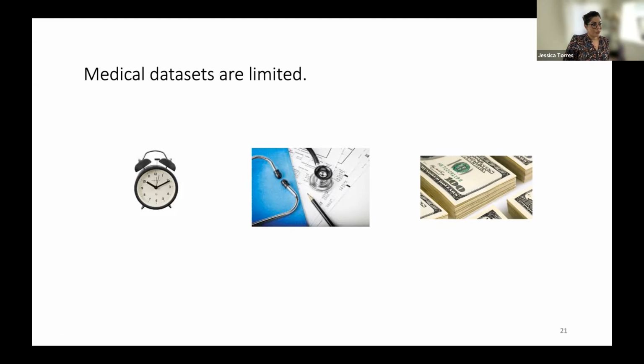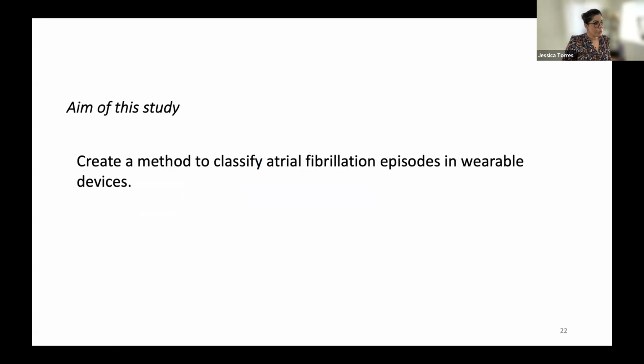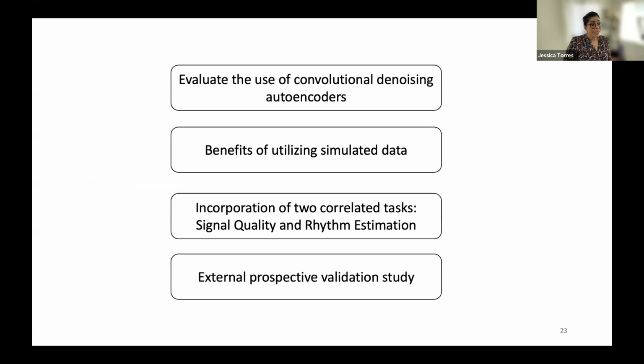And so we decided to create our own data set in-house, and we partnered with Samsung to be able to address our aim, which was to create a method to classify atrial fibrillation episodes in wearable devices. We did this in 4 different ways. We wanted to evaluate the use of convolutional denoising autoencoders. We did this also through using the benefits of simulated data. We incorporated joint learning and multitask learning for signal quality and rhythm estimation. And then we also ran an external prospective validation study. So I'm going to talk about each of these 4 points now.